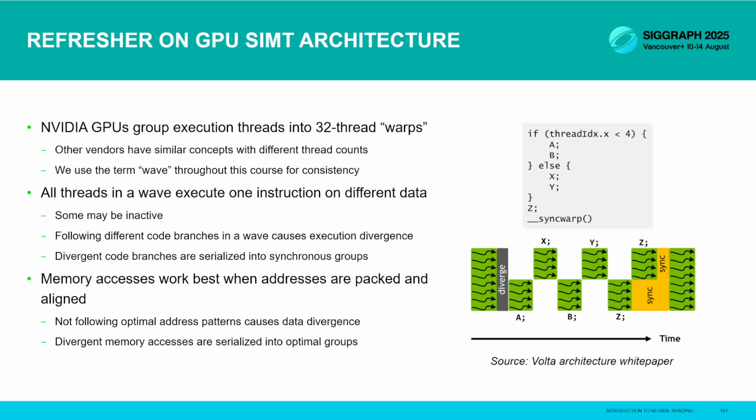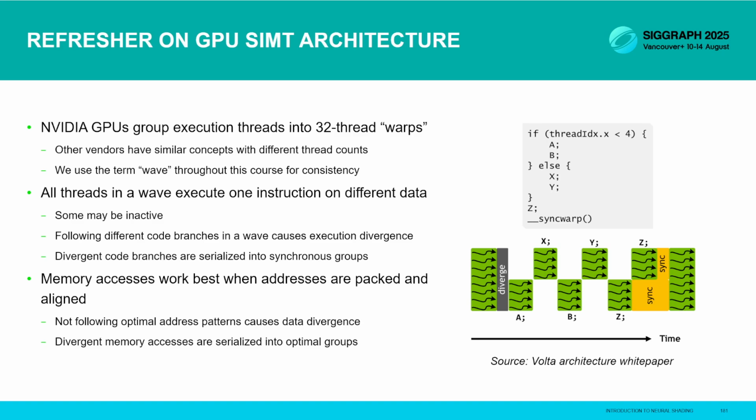So, what happens when different threads in a wave follow different execution paths? The answer is that all execution paths taken by different threads are serialized. In the example on the right, some threads take the first branch of the if and some take the second one. The SM will sequentially execute code from both branches, keeping some execution units inactive in both cases, and then synchronize. This is obviously suboptimal and should be avoided to achieve best performance.